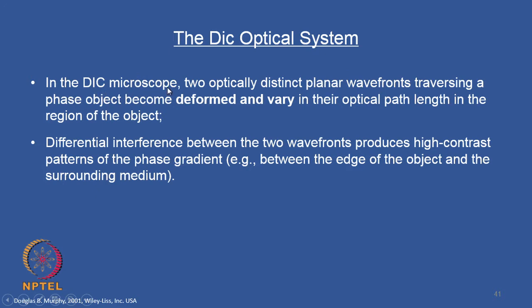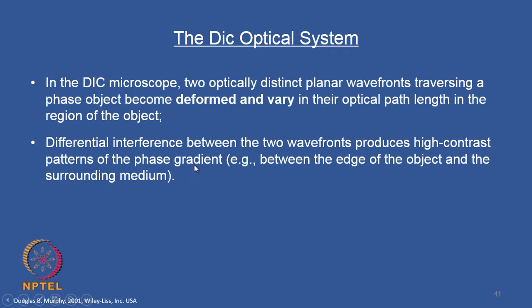In DIC microscope, two optically distinct planar wavefronts traversing a phase object become deformed and vary in their optical path length in the region of the object. Differential interference between the two wavefronts produces high contrast patterns of the phase gradient, for example, between the edge of the object and the surrounding medium.